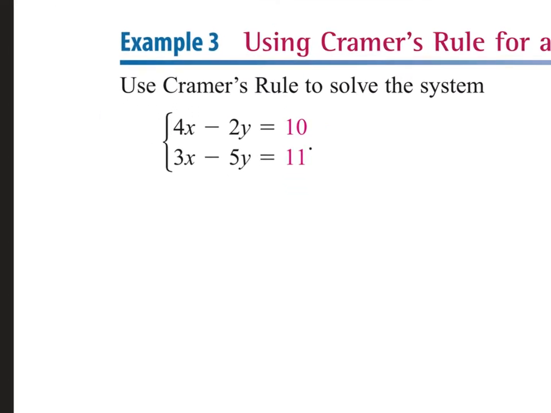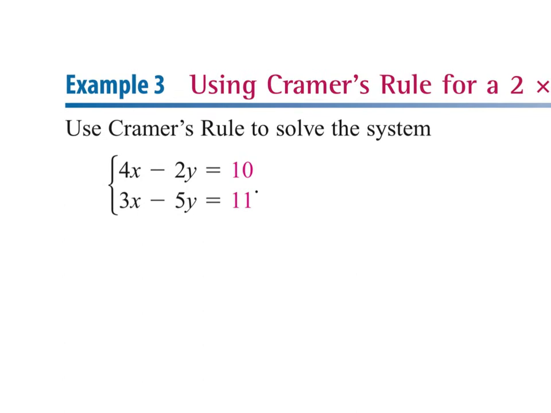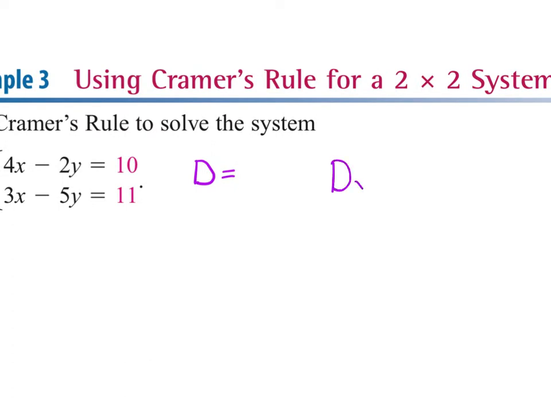So here, think about what you have to find. This is what I expect to see on your homework tonight, and this is what I expect to see on your test when you do this. How many determinants do I have to find for this system of equations? I have to find the coefficient determinant. I have to find d sub x, and I have to find d sub y, correct?